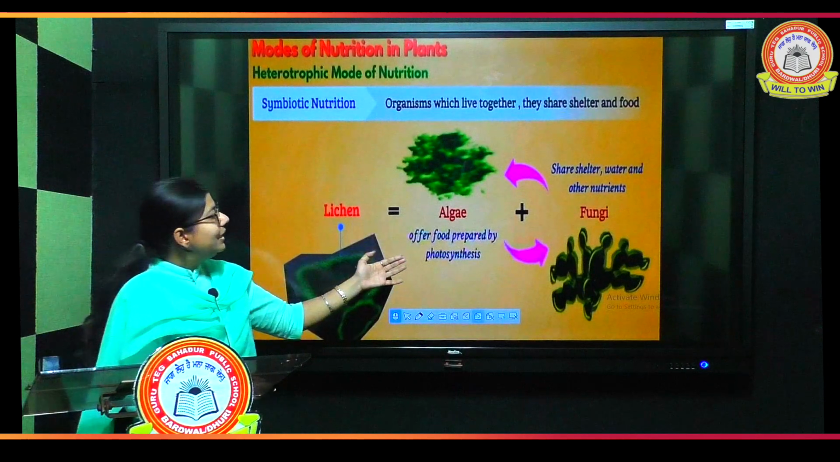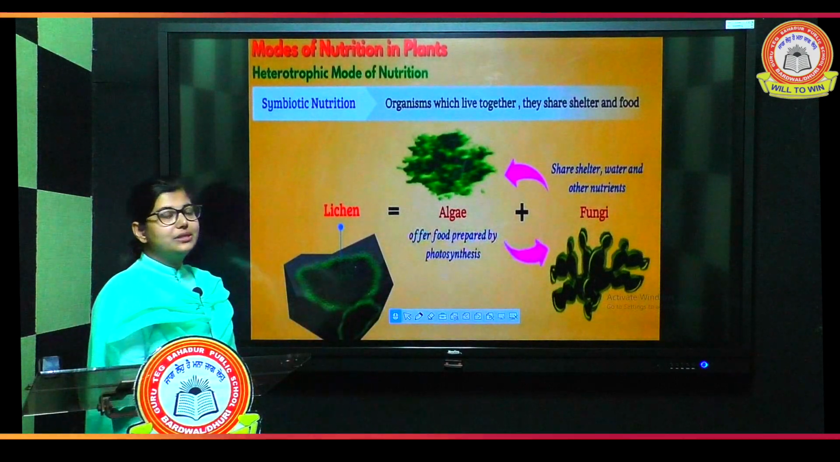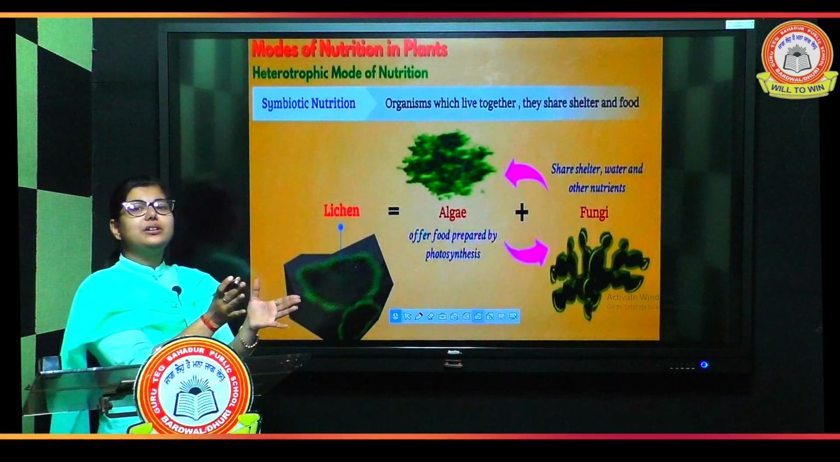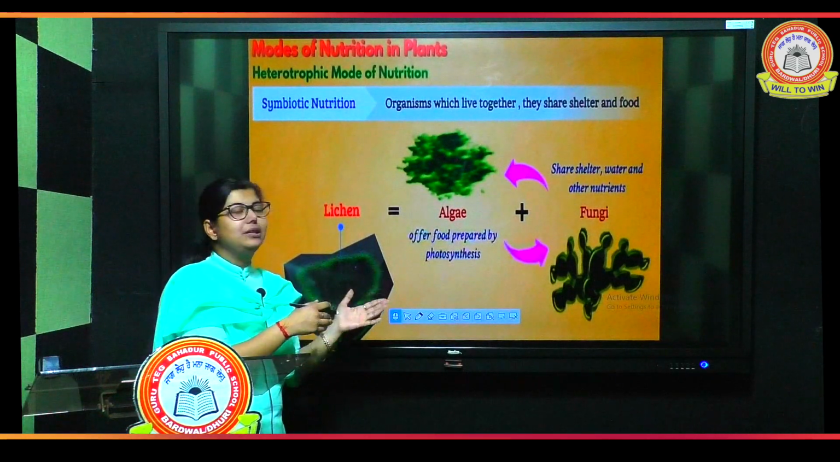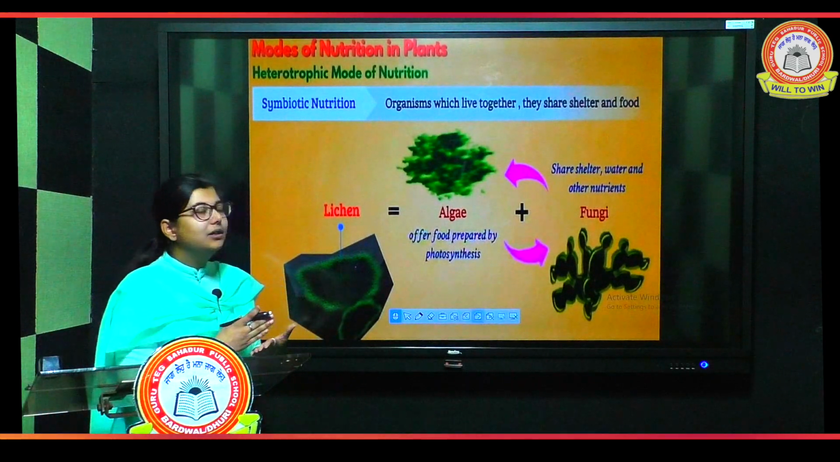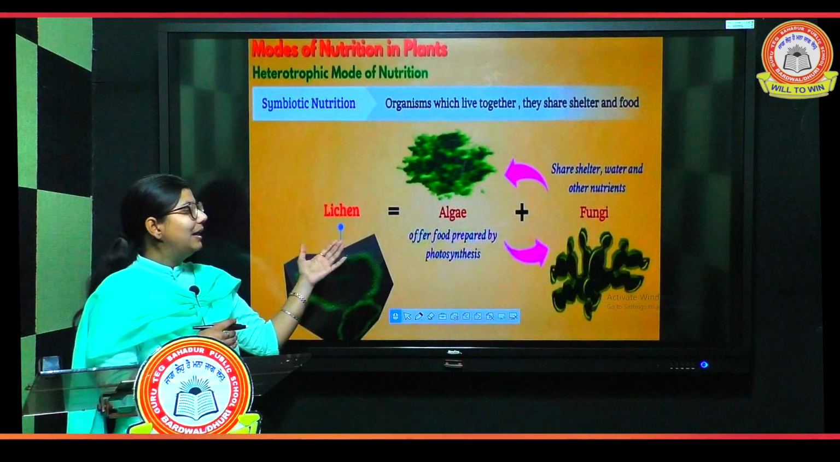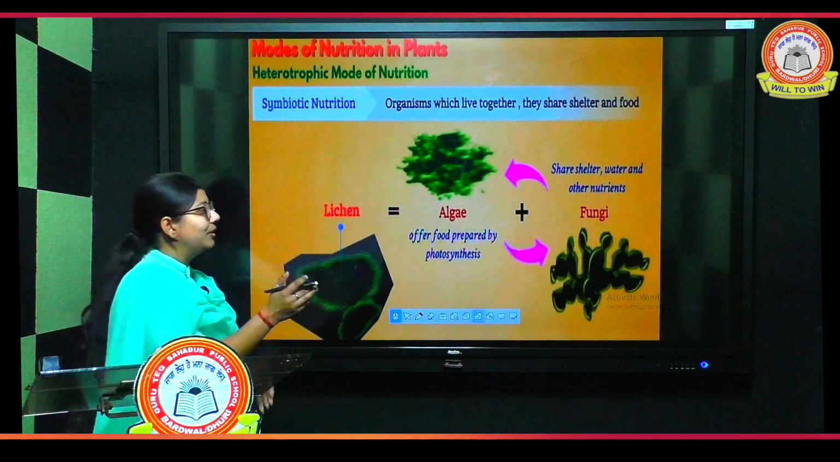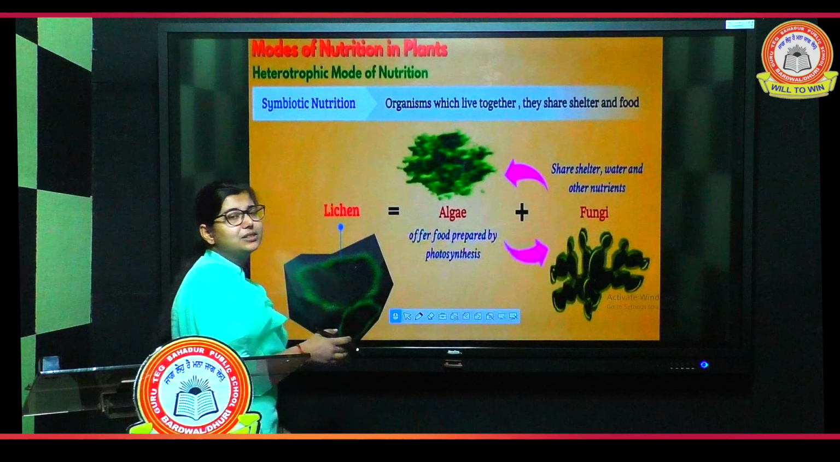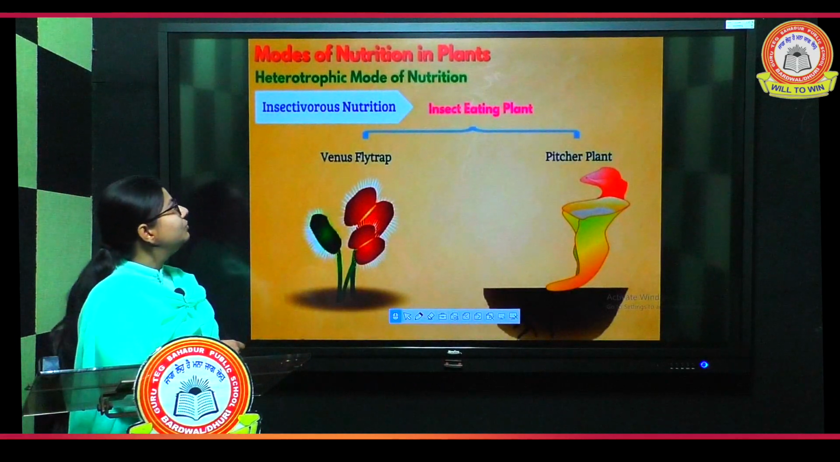Fine. So here algae offer food prepared by photosynthesis to the fungi. Now in turn, what does fungi provide to the algae? Fungi provides shelter, water and other nutrients to the algae, and algae provides the prepared food to the fungi. So this is again a symbiotic relation between algae and fungi.